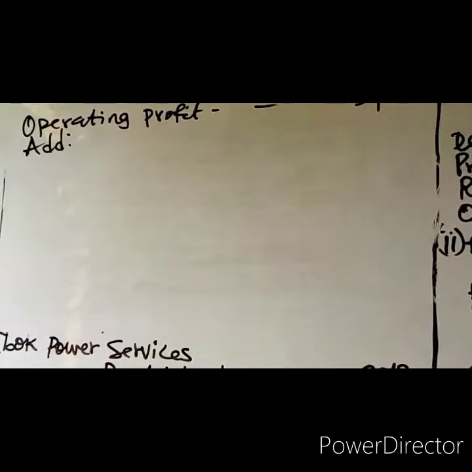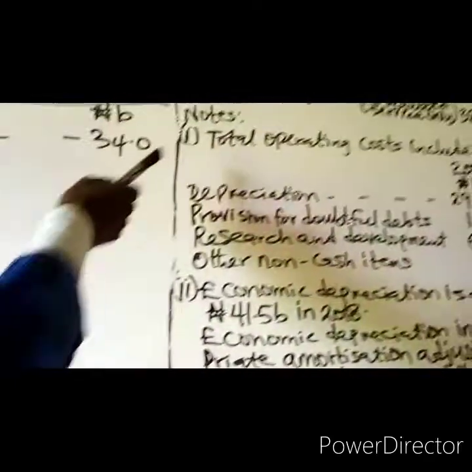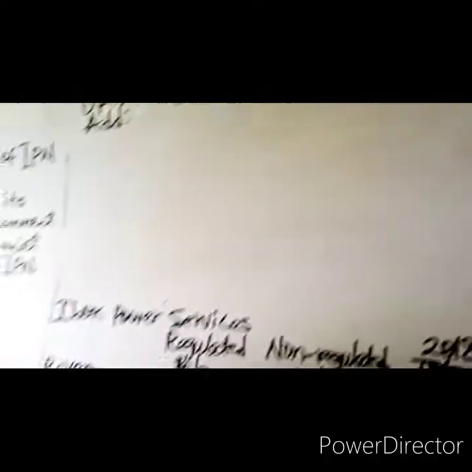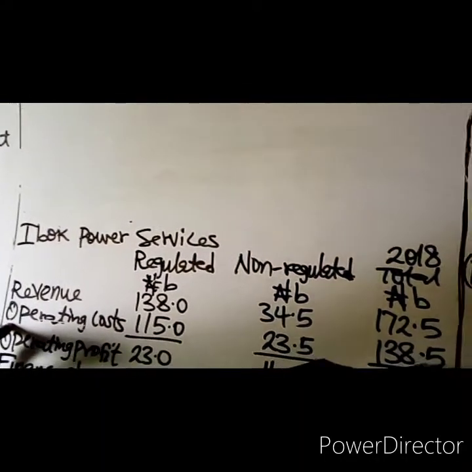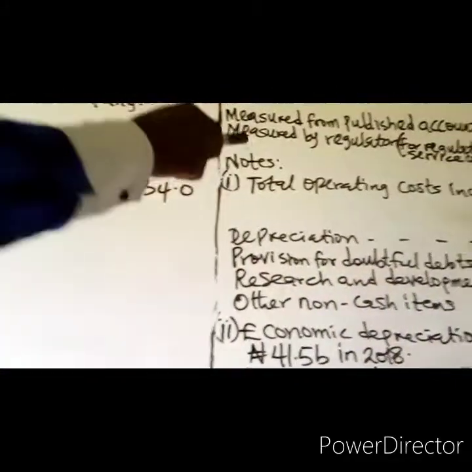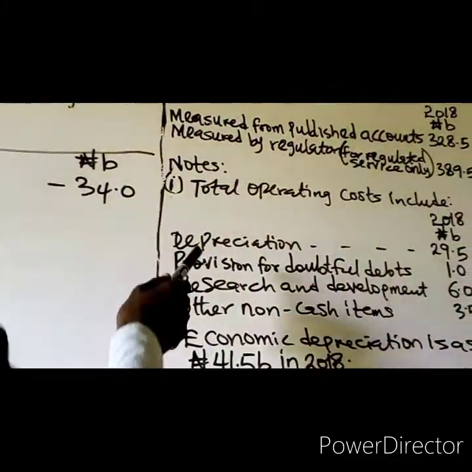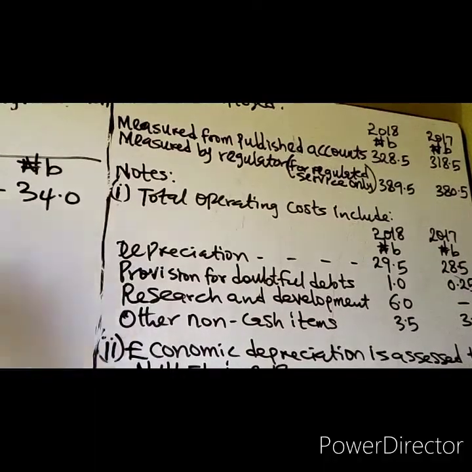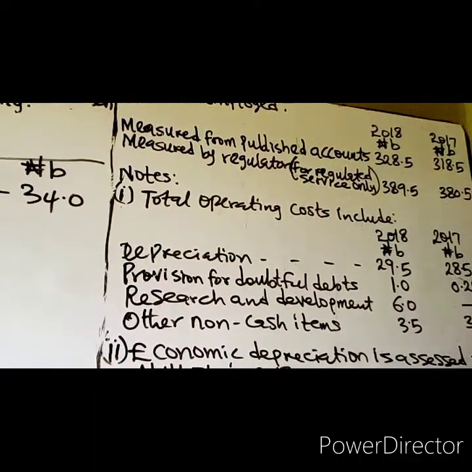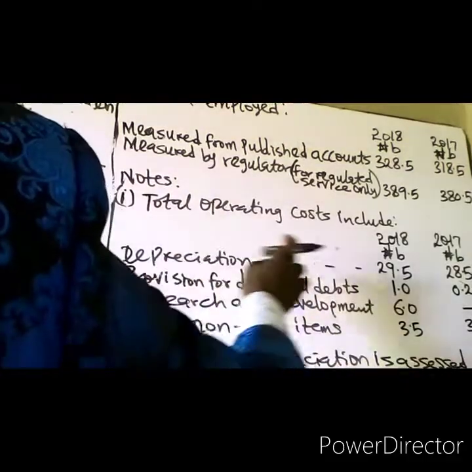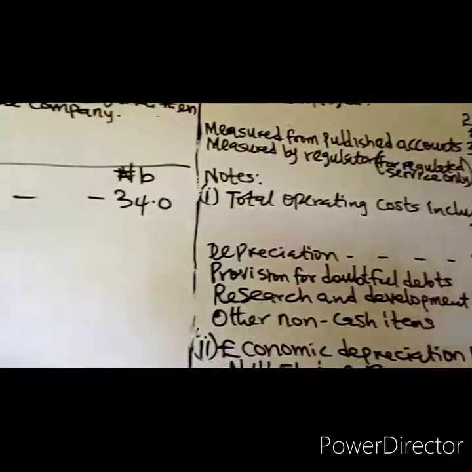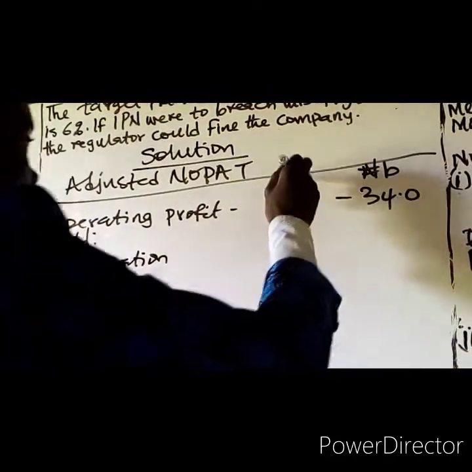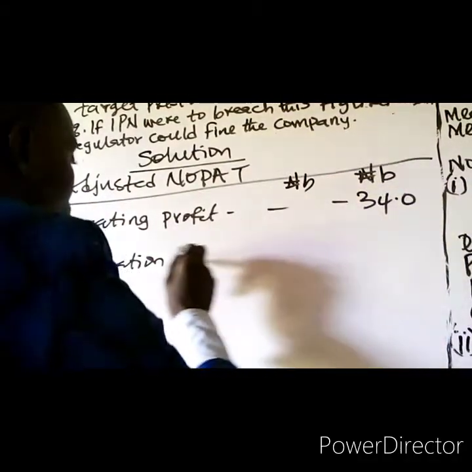I said you add the following items. Let's check the note. Note 1. Total operating costs include, that is what has been charged as operating costs here. So the items listed here are included in operating costs. The first thing is depreciation. I've told you that accounting depreciation should not be allowed. So that is why we are going to add the accounting depreciation back. So depreciation is 29.5 billion. So you add it.